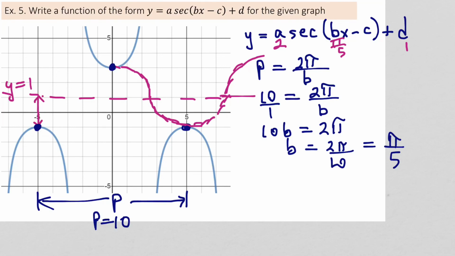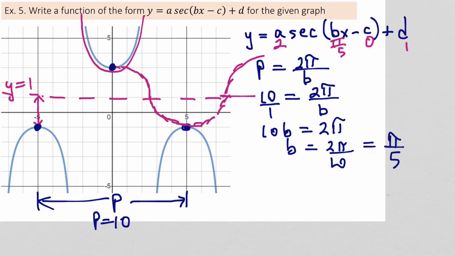Okay, so I haven't been shifted to the left or to the right from my starting point. Another way to know whether or not you've got a C is if you look at this piece right here, you can see that it's exactly centered on that y-axis. So that tells you that you do not have a horizontal shift. So that means my C is equal to 0. All right, so now we have everything we need.